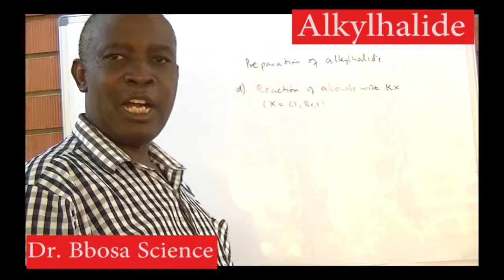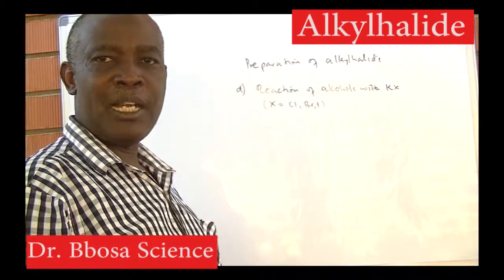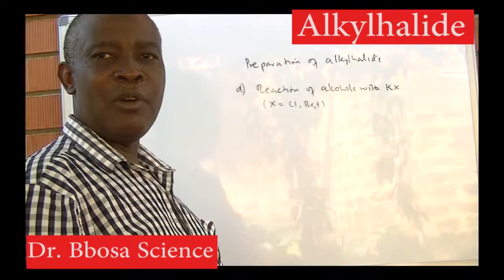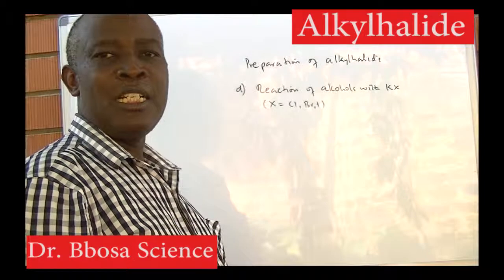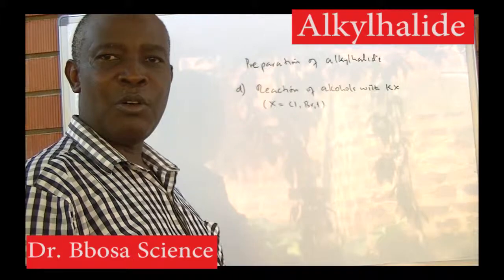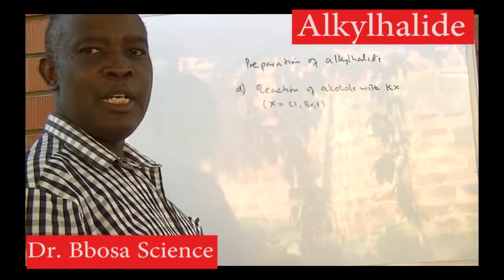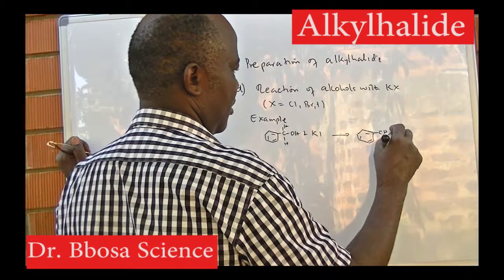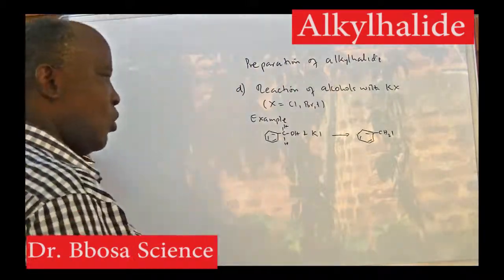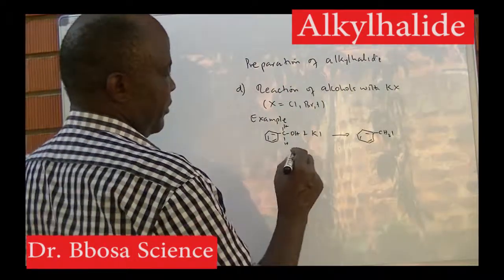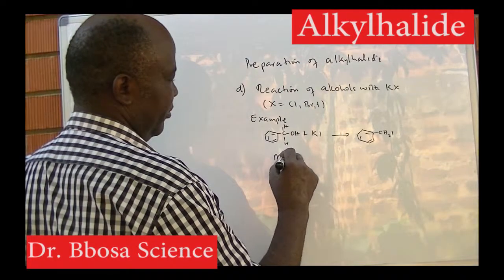We can prepare alkyl halides by reacting alcohols with KX. Primary alcohols will undergo SN2 mechanism. Tertiary alcohols will undergo SN1 mechanism. Secondary alcohols will undergo either mechanism, SN1 or SN2. Example, you get iodophenylmethane.